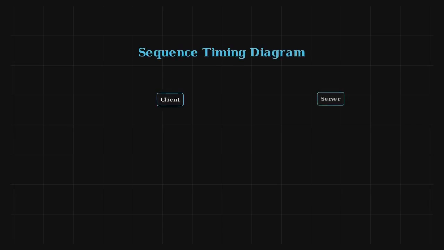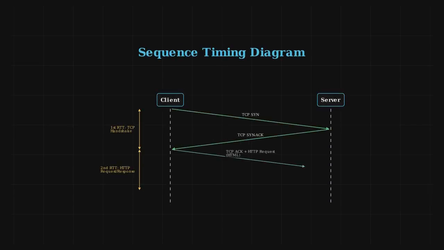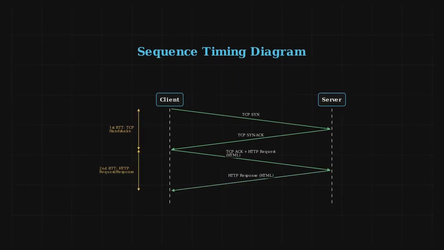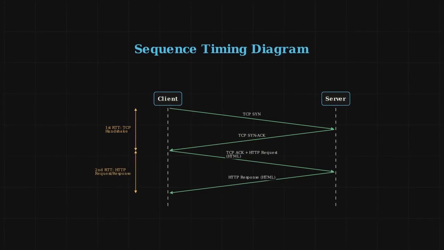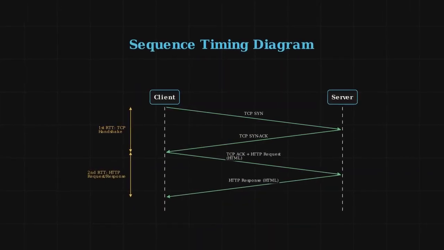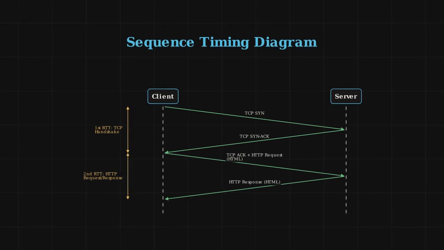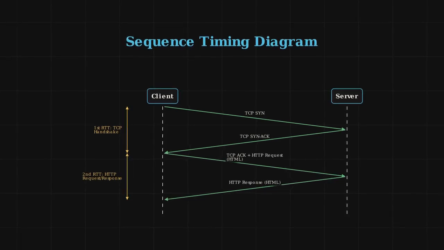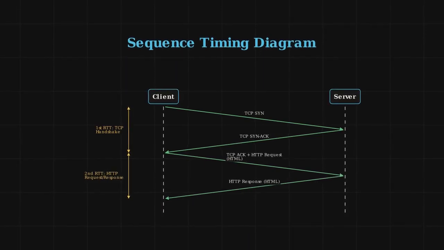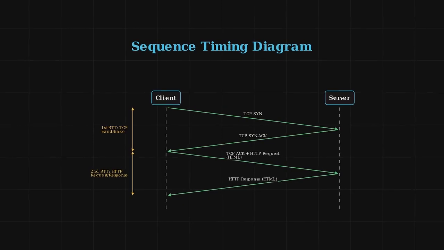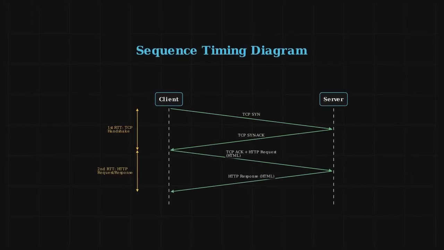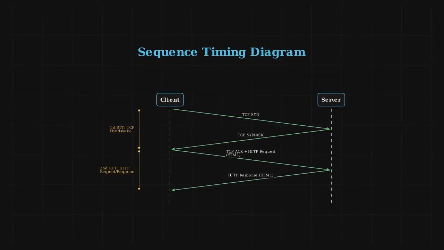In HTTP/1.0, we use non-persistent connections. To retrieve each object, a brand new TCP connection must be established, used, and closed immediately. This requires a three-way handshake, costing 1 round-trip time, or RTT. Next, the client sends the HTTP request, and the server responds, costing a second RTT. Thus, every single object requires 2 full RTTs plus transmission time.